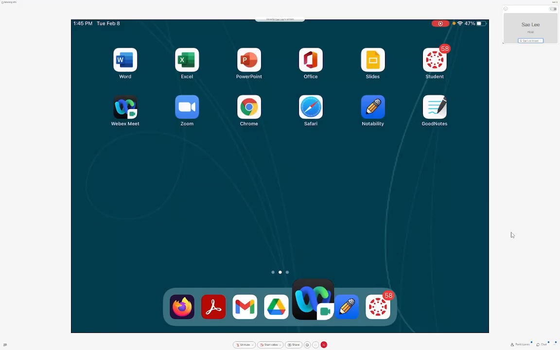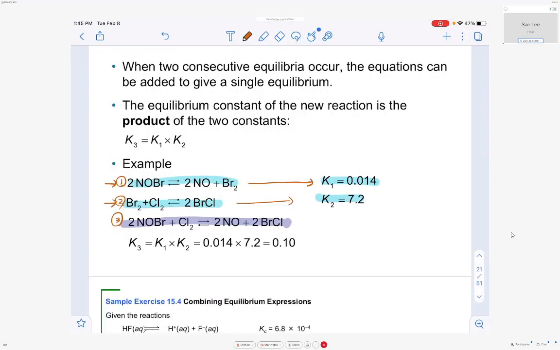All right. Okay. So let me repeat what I've just said. These are the elementary reactions.